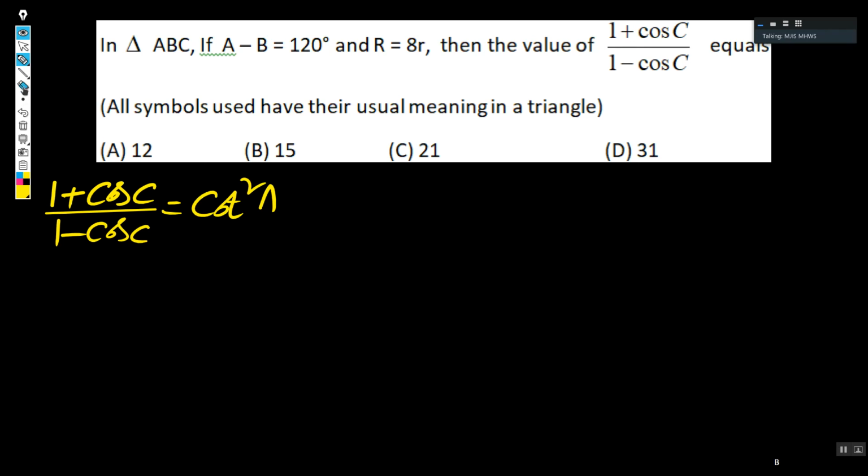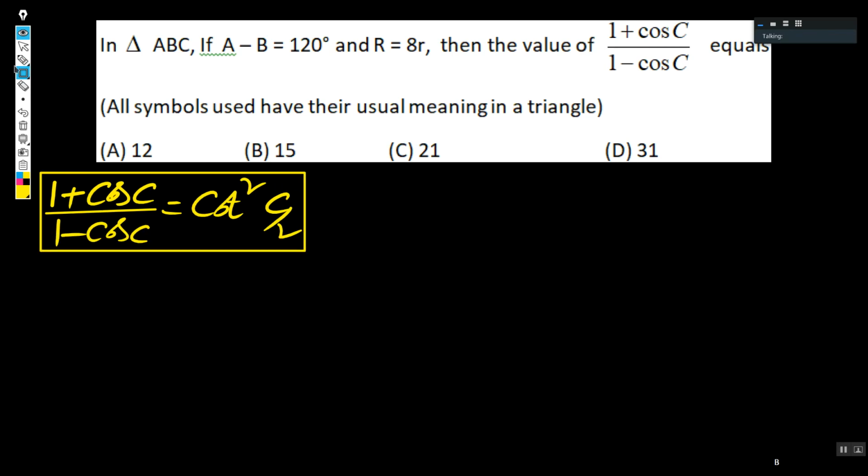Let us write it. So now A minus B is 120 and R is equal to 8r. Let us write the tangent rule.